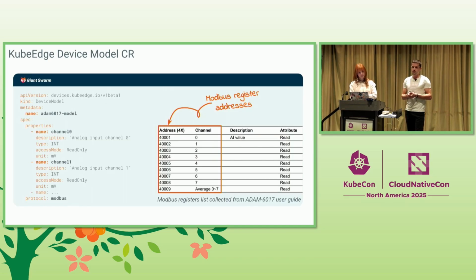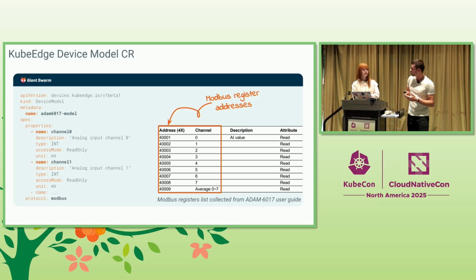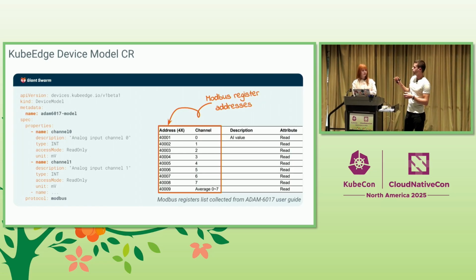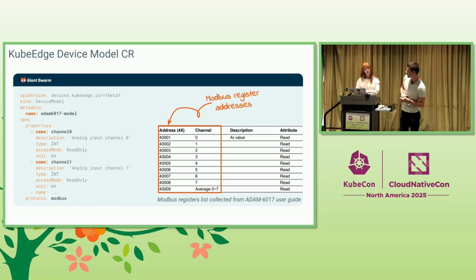And this custom resource is what we would create if we wanted this device inside our Kubernetes cluster in KubeEdge. So here you can see this is the device model. We have a protocol set for Modbus. We have various fields like the properties. We have one for each channel, and on the right-hand side, we have an extract from the user guide that you can find online from the vendor of this specific device. And these are the Modbus register addresses on the right, like 40,000 something.